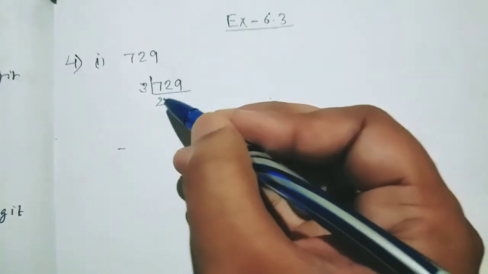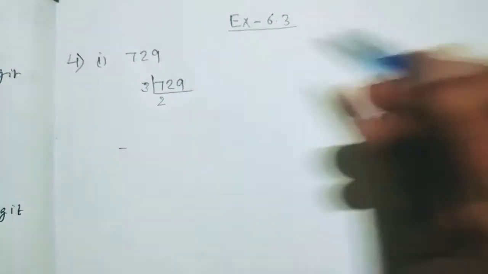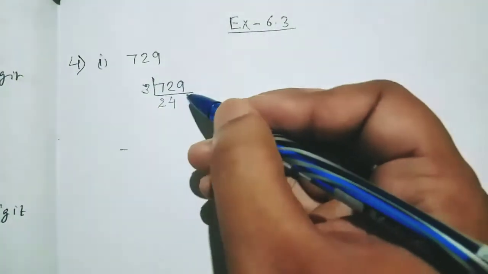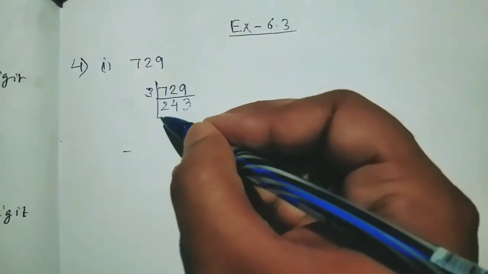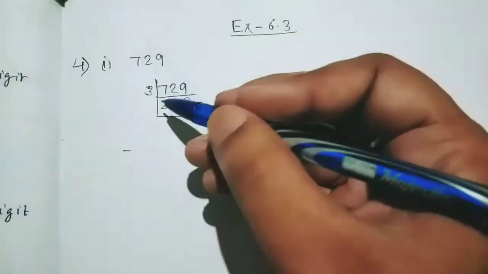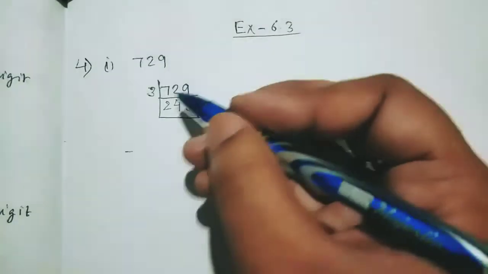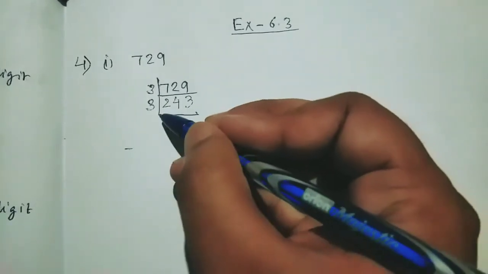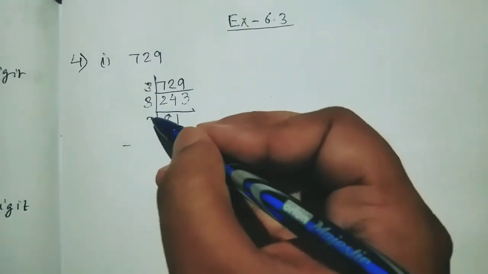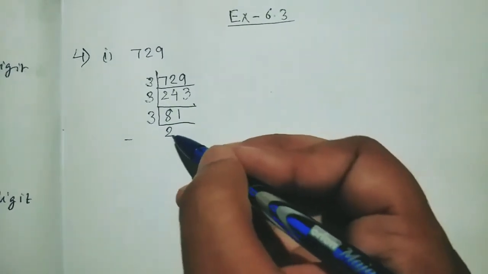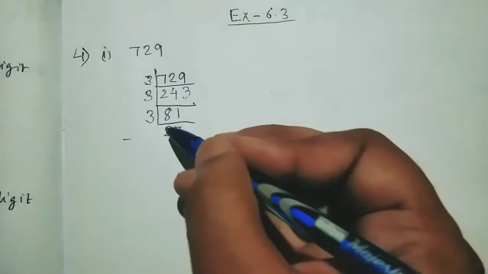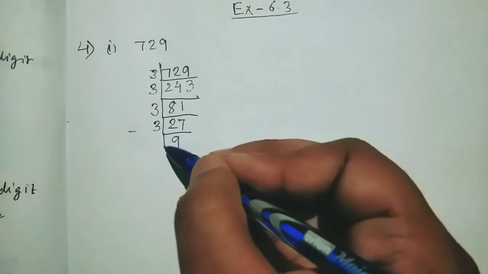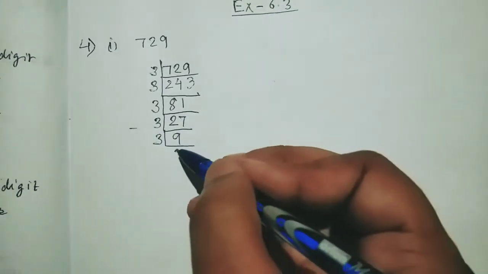3 sixes are 18, then 7 minus... 3 fours are 12, then 3 threes are 9. Okay, it is 243. Now again see, it is not dividing by 2, right? Now again it is dividing by 3. 3 eights are 24 and 3 ones are 3. Now again it is dividing by 3. 3 twos are 6, then 3 sevens are 21. Then again it is dividing by 3. 3 nines are 27. Again it is dividing by 3. 3 threes are 9. Okay.